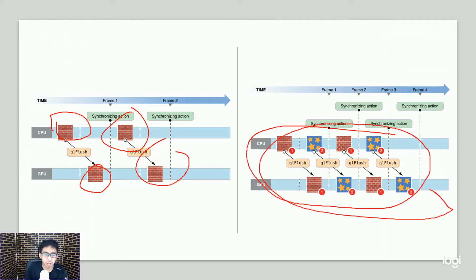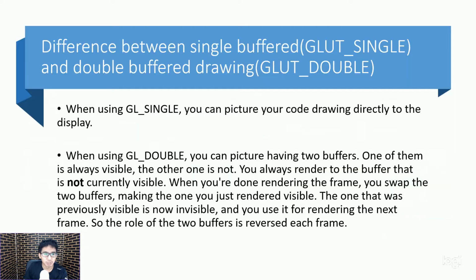So we can see the objects continuously without any lag between frames. The difference between single buffer and double buffer, I found on the internet. When using GLUT single, you can picture your code drawing directly to the display.